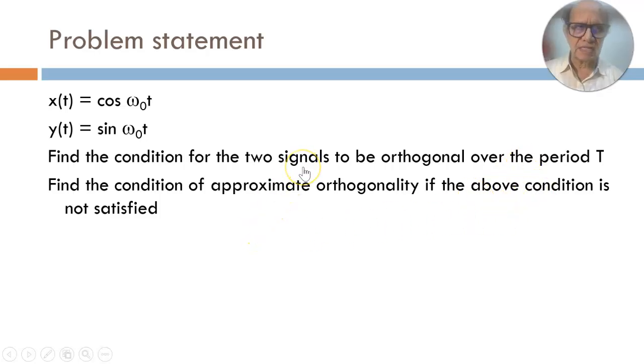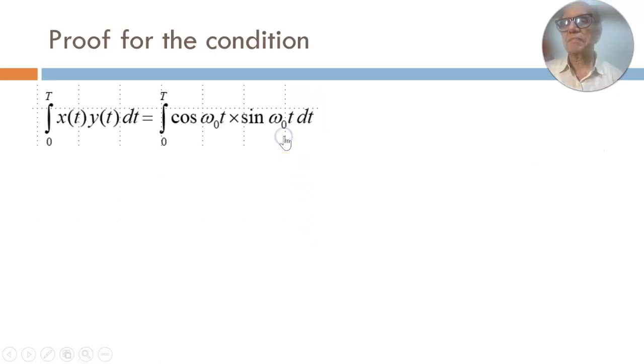If the first condition is satisfied, then the signals will be perfectly orthogonal. But even if it is not satisfied, under certain conditions, they will be approximately orthogonal to each other. For all practical purposes, you can consider them orthogonal. Okay, so let us see how to show this.